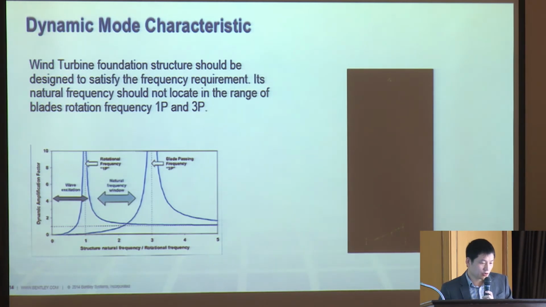Its natural frequency should not be located in the range between the blade rotation frequencies 1P and 3P. So we should avoid resonance between the tower and the blades.